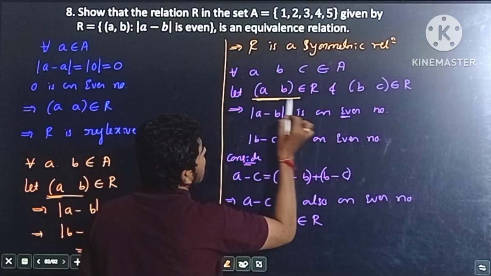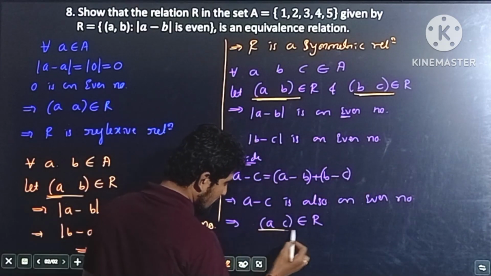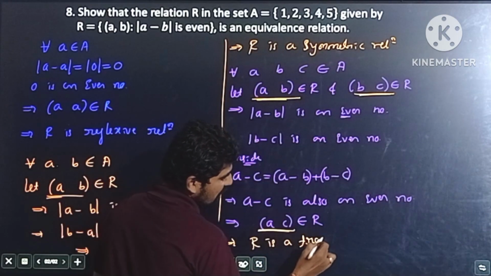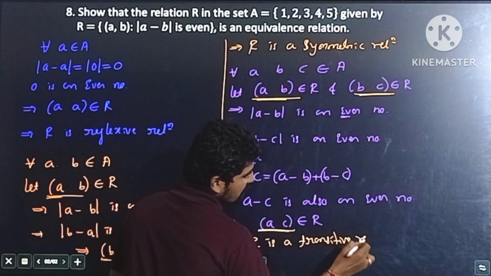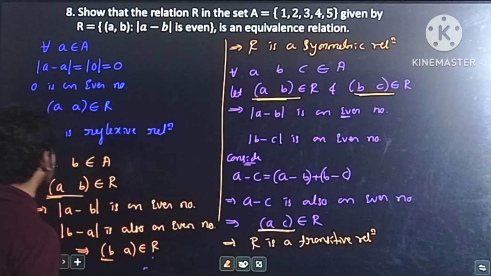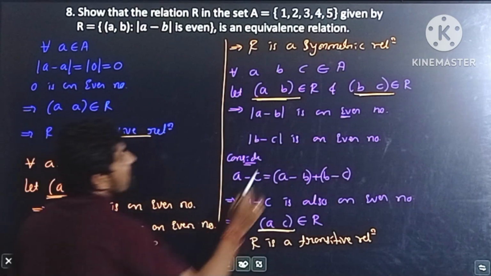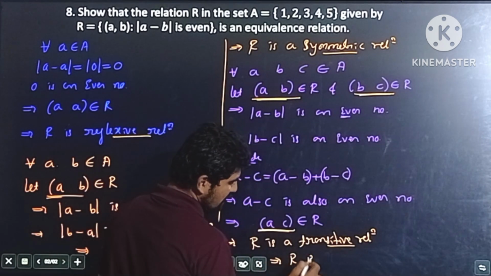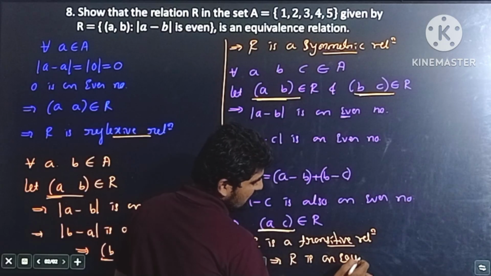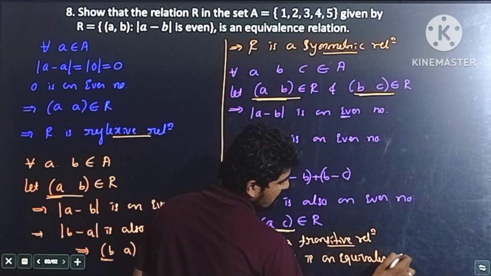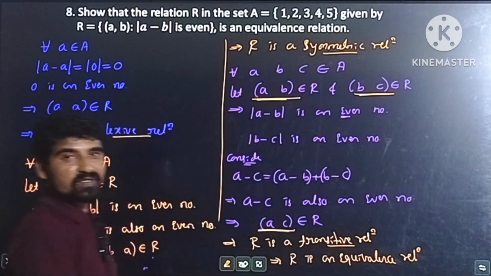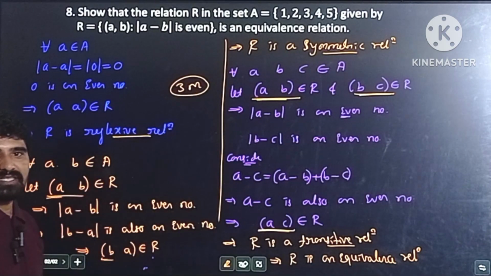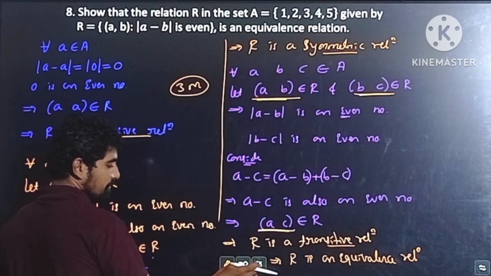Since AB belongs to R, BC belongs to R, as well as AC belongs to R, which implies R is a transitive relation. I hope all of you understand. See here, R is a reflexive relation, R is a symmetric relation, as well as R is a transitive relation, which implies the given relation R is an equivalence relation. I hope all of you understood this question. This question is important for 3 marks, many times asked in your annual examination. Let's start the next question.